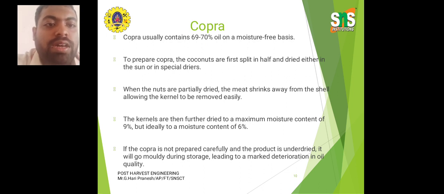The kernels are then further dried to a maximum moisture content of 9%, but ideally to a moisture content of 6%. If the chopra is not prepared carefully and the product is under dried, it will go moldy during storage, that is, it may cause fungus formation, leading to a marked deterioration in oil quality. So, the preparation should be very careful and the moisture content should be below 6%.